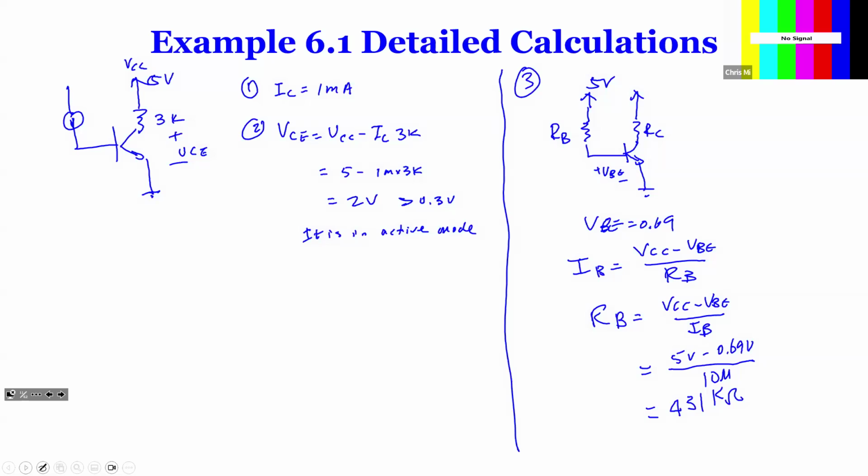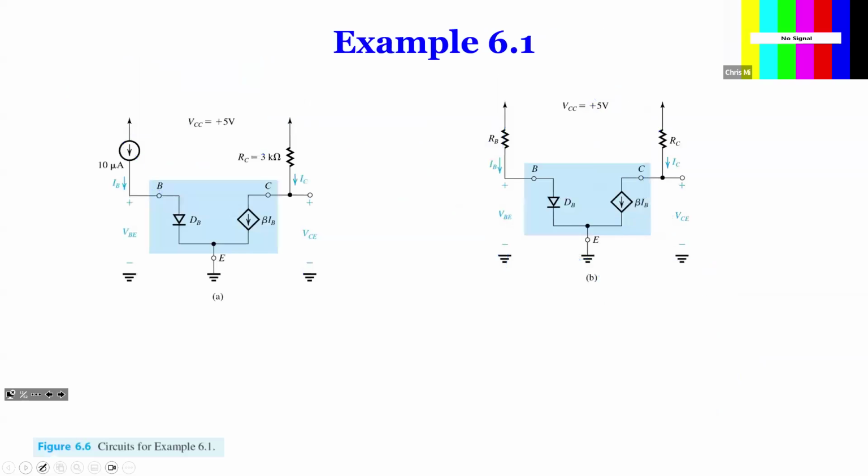So let's move on to see, okay, now with the equivalent circuit, we replace the BJT with a mathematical model. And that model has base emitter grounded and base connected to 10 microamps of current, and the collector connected to a 3 kilo ohm resistor to a 5 volt source. So if you do it this way, let's do this one. This is actually part 1, right? So this is part 1.